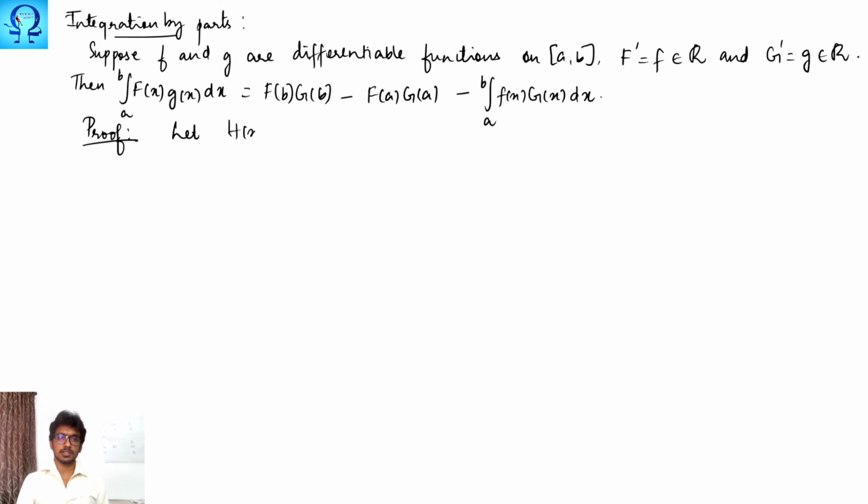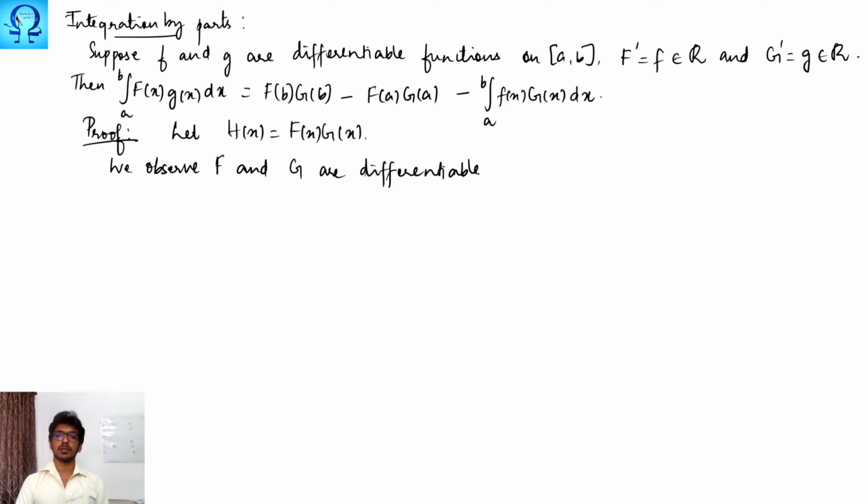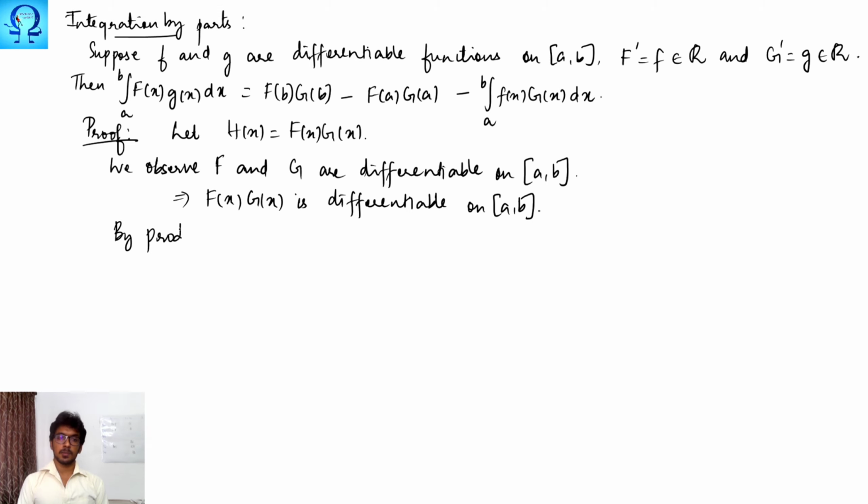Let us take h of x to be big F of x G of x. Here we observe that the derivatives of big F and big G are f and g respectively. Therefore, big F and G are differentiable on the interval [a, b]. This tells us that the product of these two functions is also differentiable on the specified interval by the product rule of differentiation.